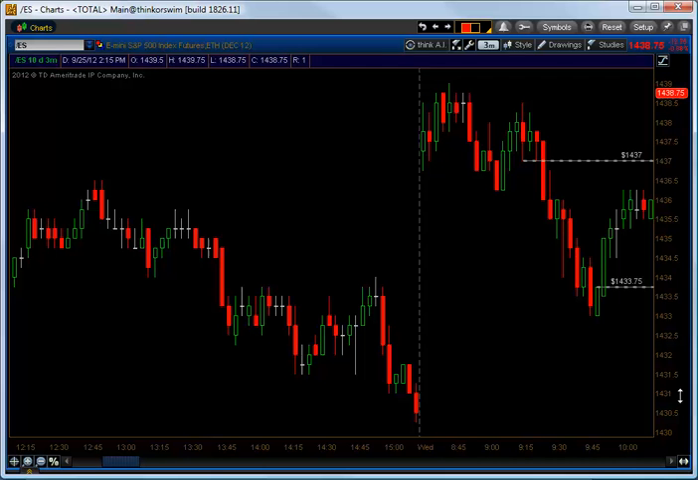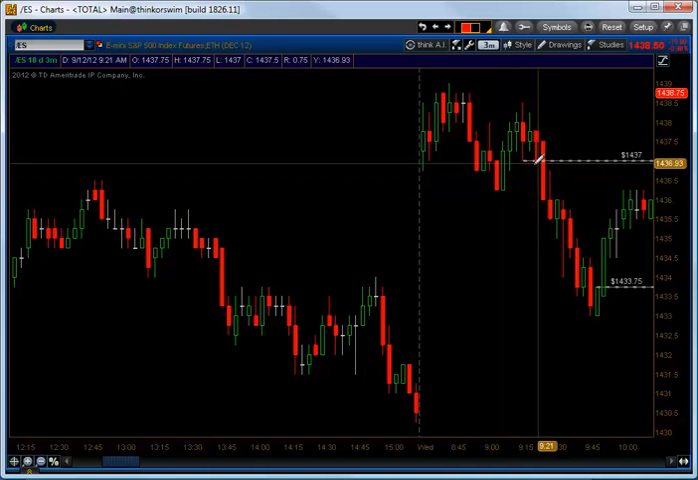So this way things stay consistent. It's trading the same way each and every time, and I found that makes for the most effective use of the intraday breakout trading strategy.